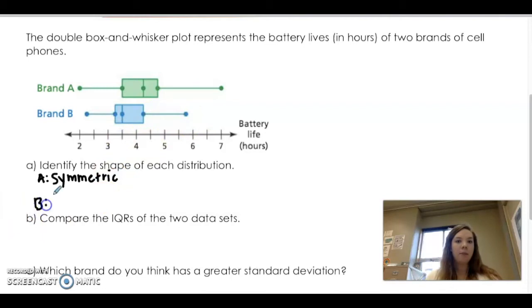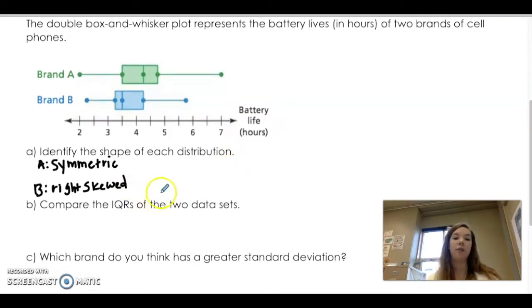Brand B here, I would say our right whisker is slightly longer and our median is definitely over here on the left. So this we're going to say is right skewed. Okay. So you're saying what side has more outliers essentially. There's more data on this side that's different or more spread out than on the left.